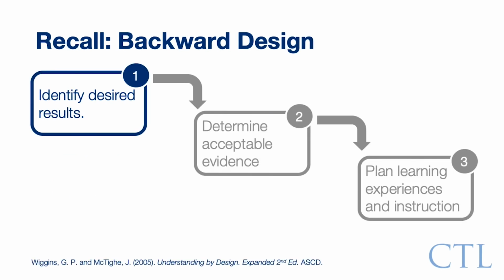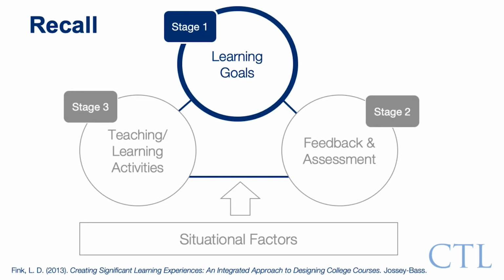Recall from the previous video that the first stage of the backward design framework is to identify desired results, that is, to design a course with the end in mind. Similarly, in Fink's framework for integrated course design, instructors are encouraged to articulate learning goals. Goals describe broadly what you want students to learn, whereas learning objectives describe the specific behaviors and performances that demonstrate student learning and skill development. They articulate the cognitive processes or skills that students should master by the end of the course.